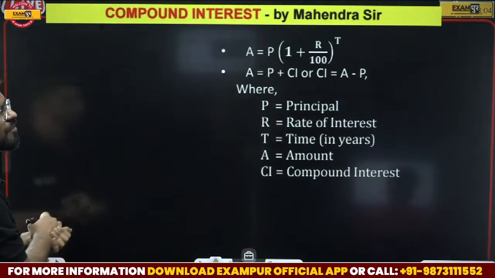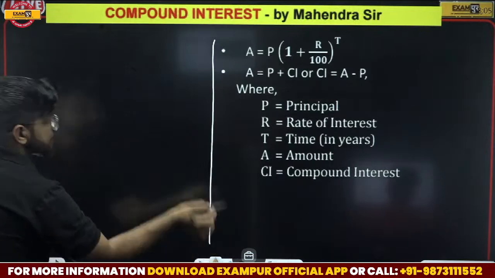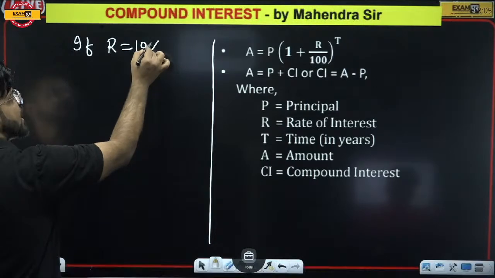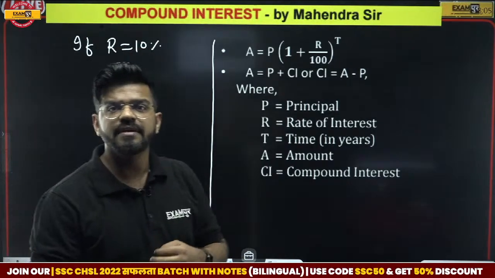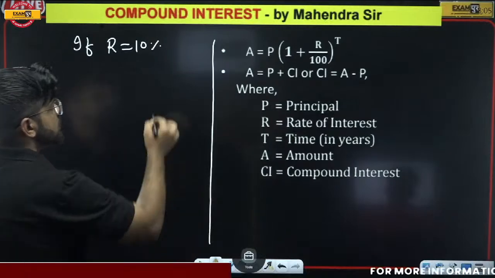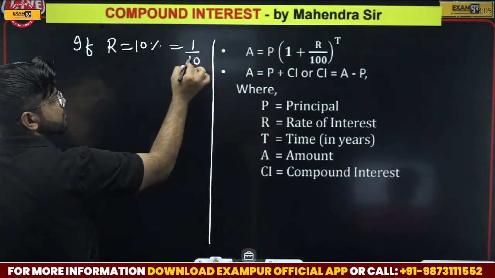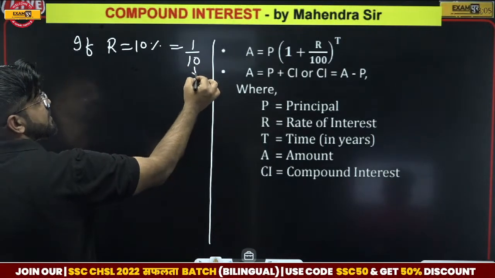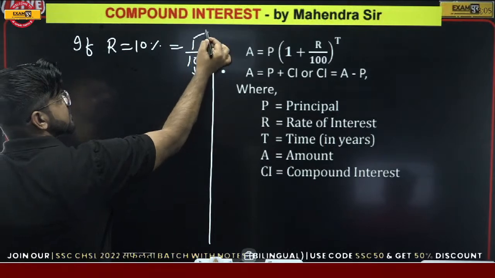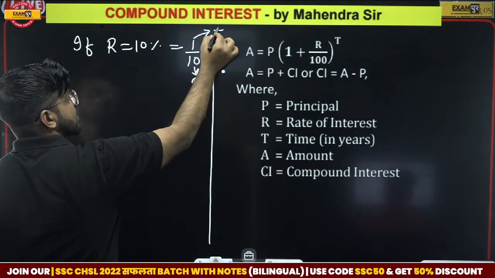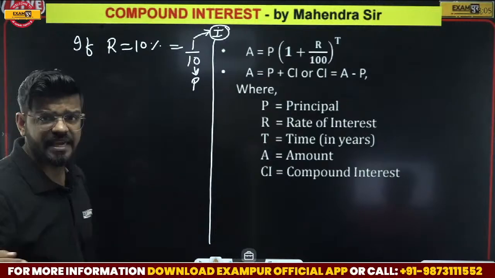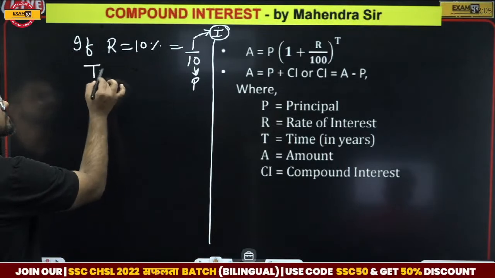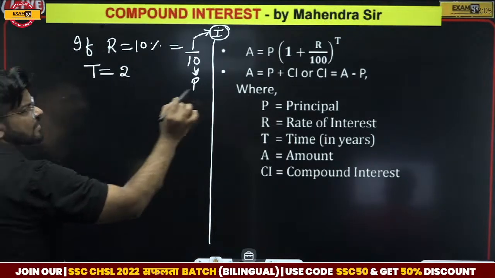Just see some important things here. If r is equal to 10%, how can we write r in fraction form? 1 by 10, yes or no? 1 by 10. Now this 10 represents the principal, and this 1 represents the increment, or interest, we can say. Now if we want to calculate for 2 years, what is there?